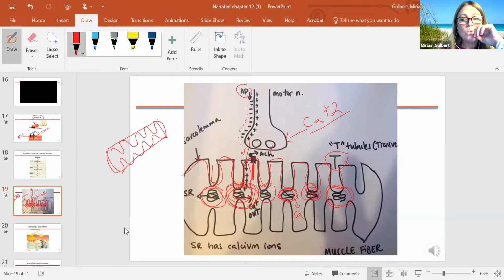So is that clear why we have those indentations that are called T-tubules? It's just so that the action potential can be deep enough to reach the center of the cylinder where the sarcoplasmic reticulum is. And only then can we cause that calcium to come out.